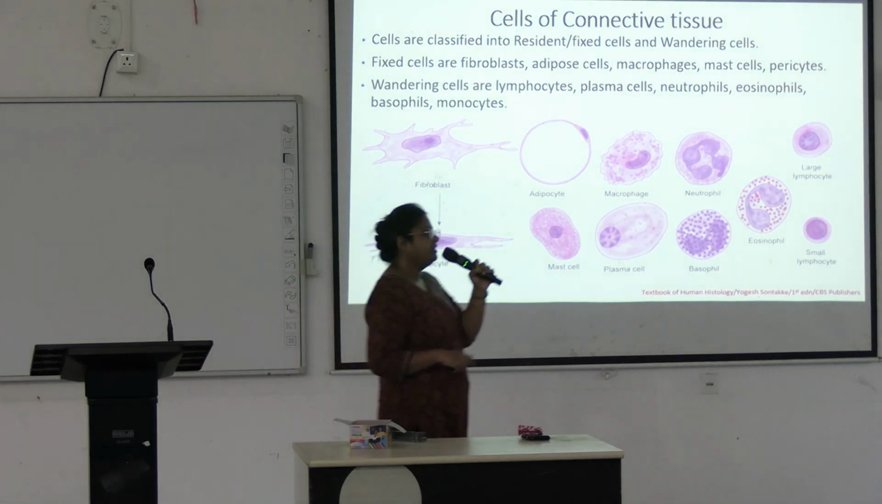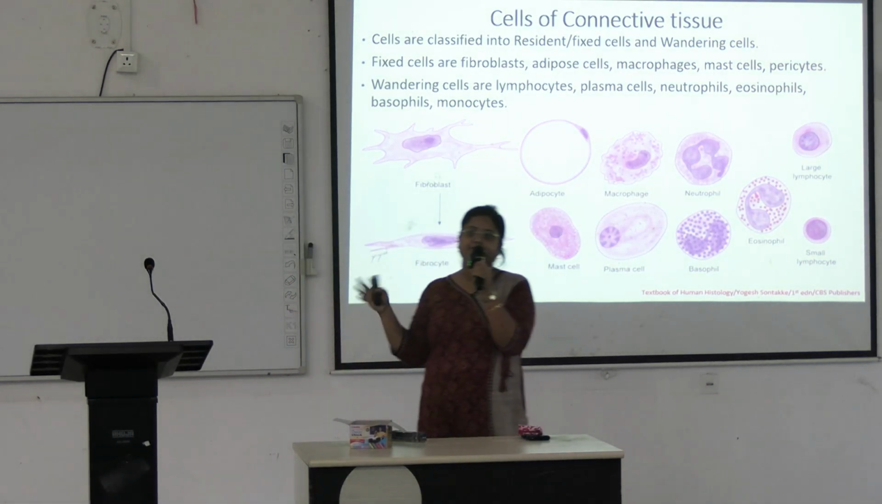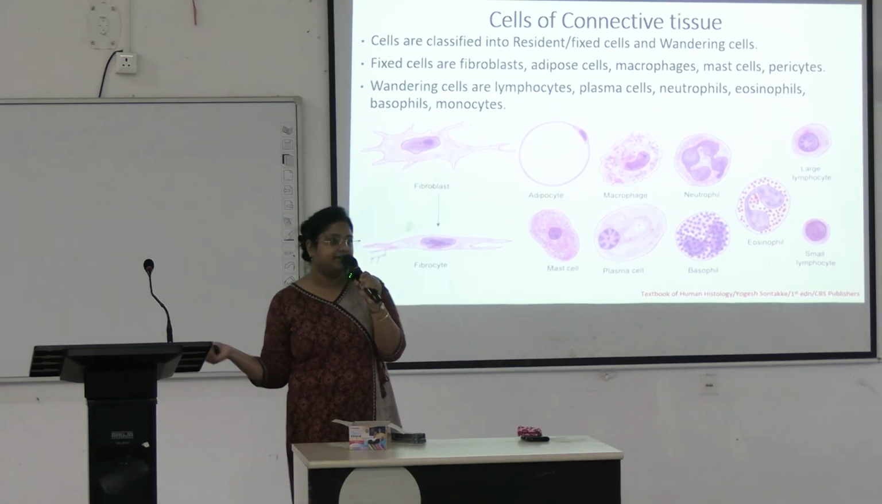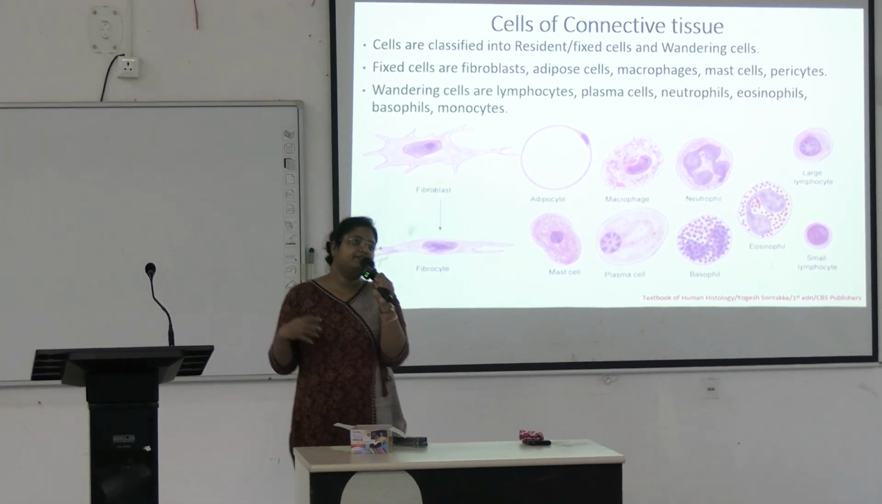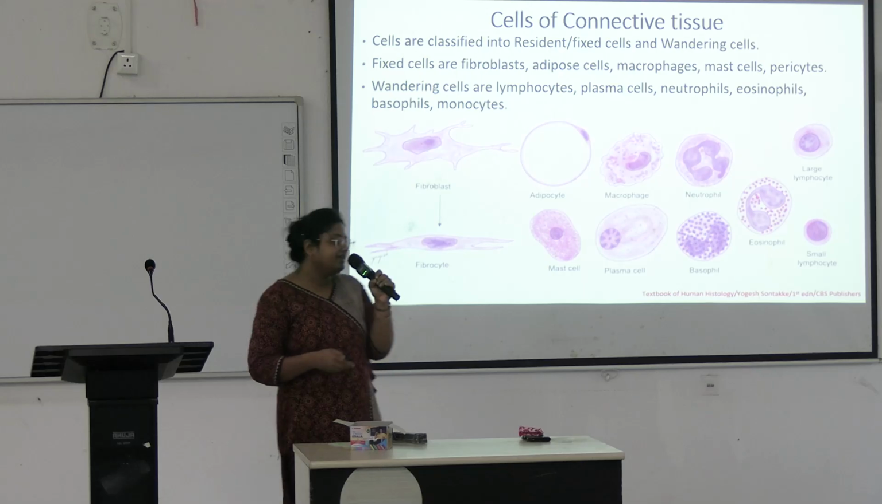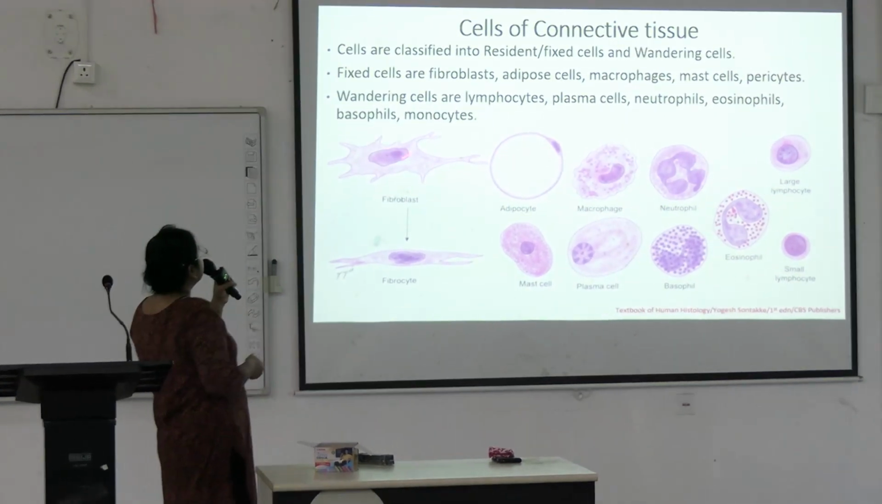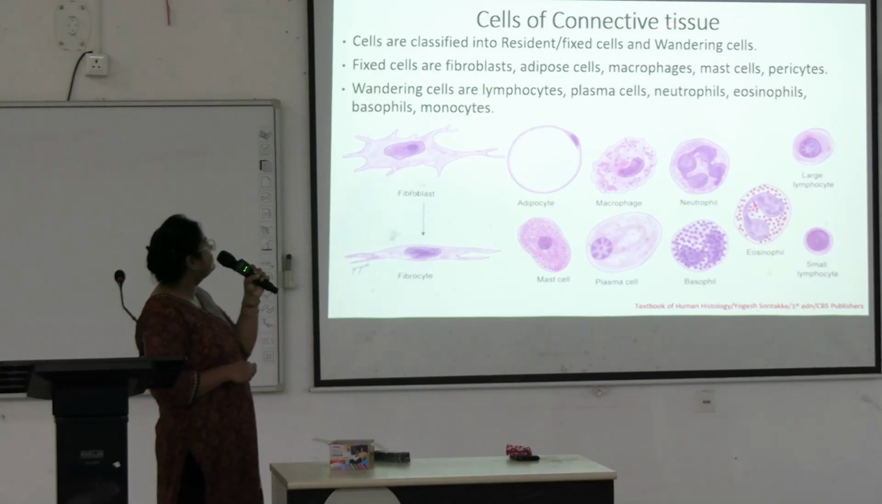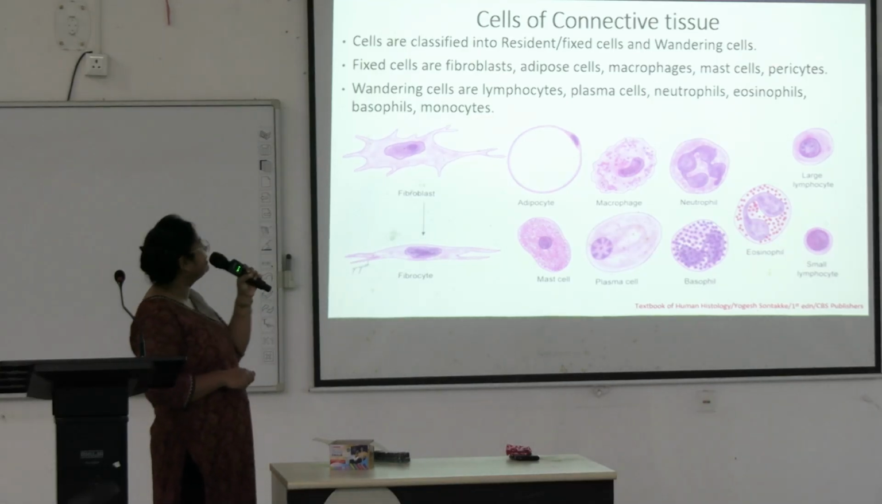Okay, so yesterday we discussed connective tissue, different fibers, and the extracellular matrix. Today we'll discuss different cells of the connective tissue. Cells are classified into resident or fixed cells and the wandering cells.